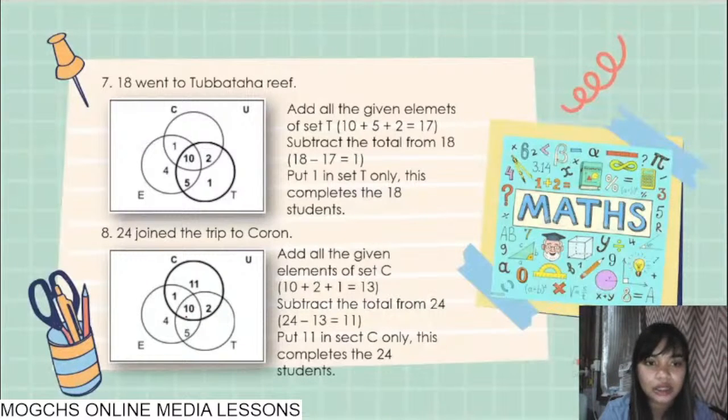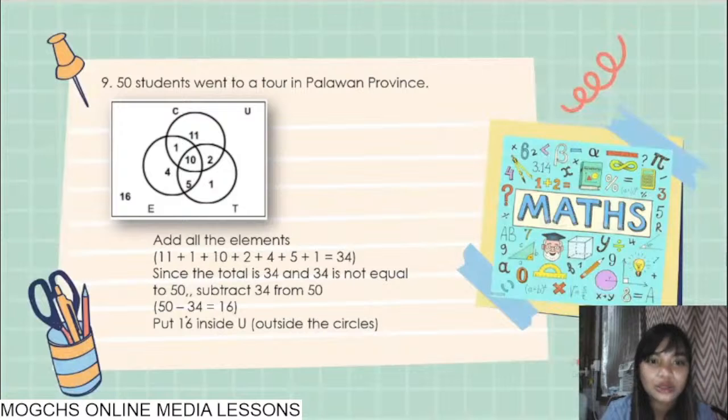And number 8, 24 joined the trip to Coron. Add all the given elements of set C. 10 plus 2 plus 1 is equal to 13. Subtract the total from 24. So 24 minus 13, that is 11. So put 11 in set C only. This completes the 24 students.